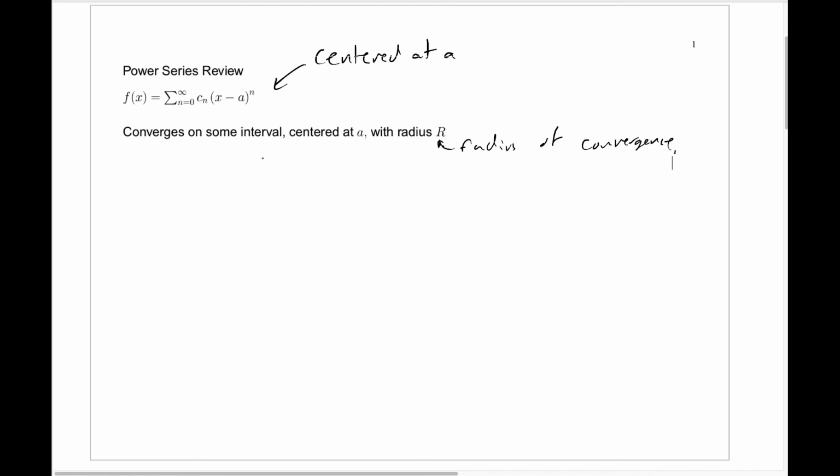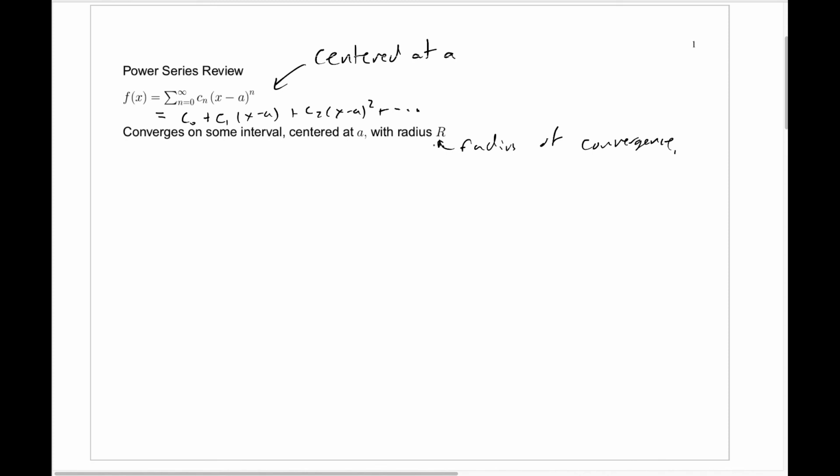And certainly the series will always converge at a because all the terms will be 0, except for the 0th term. So let me write out what the terms will look like. By convention, we have the first term is c0, and x minus a to the 0th power is just 1. The n equals 1 term is c1 times x minus a. The n equals 2 term is c2 times x minus a squared, etc.